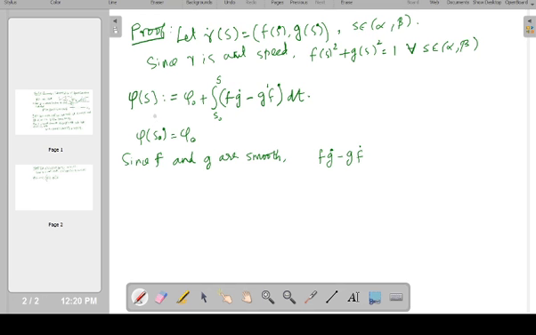But what is phi dot by the fundamental theorem of calculus? It is precisely the value of the integrand at the upper limit. So phi dot is smooth. Phi dot is smooth means phi is smooth, because when you perform integration, smoothness increases.